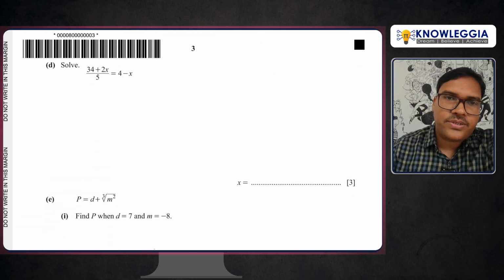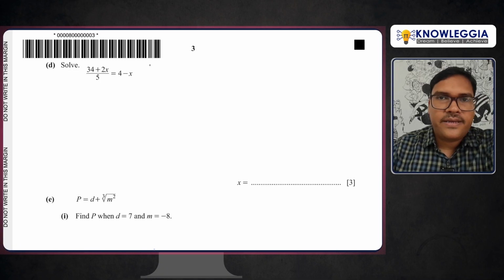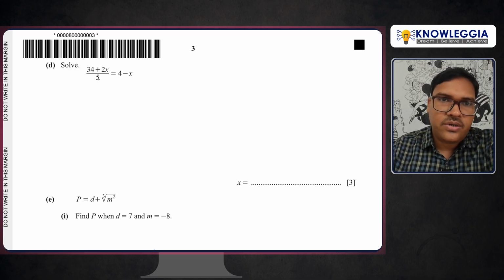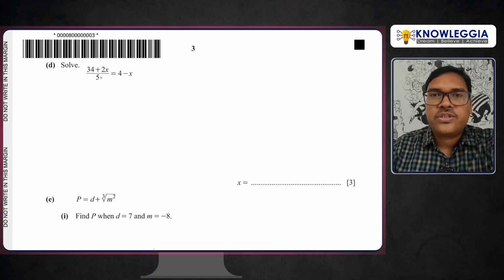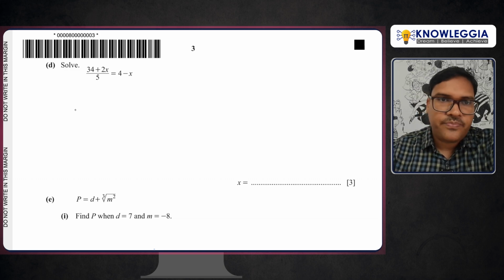Now you have to solve this equation. To solve this equation, again this is a linear equation which can be easily solved. I'll remove this 5. So how to remove this 5? We'll multiply 5 on both sides. So this will become 34 plus 2x.